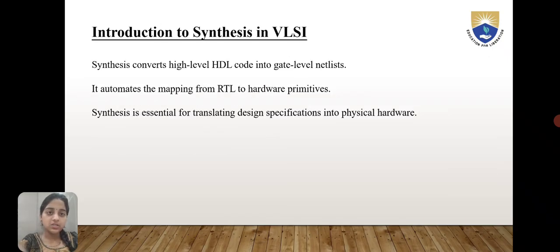Introduction to synthesis in VLSI. Synthesis converts high level HDL code into gate level netlists. It automates the mapping from RTL to hardware primitives. Synthesis is essential for translating design specifications into physical hardware.